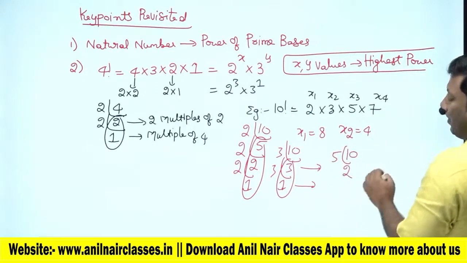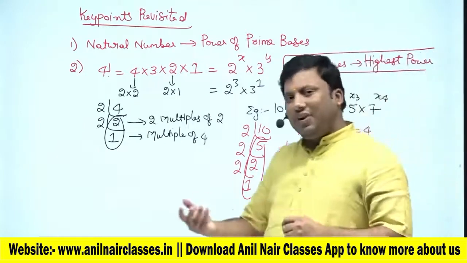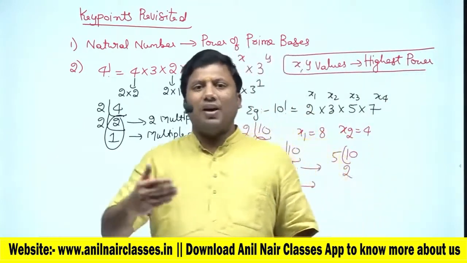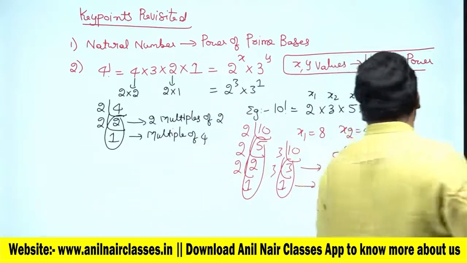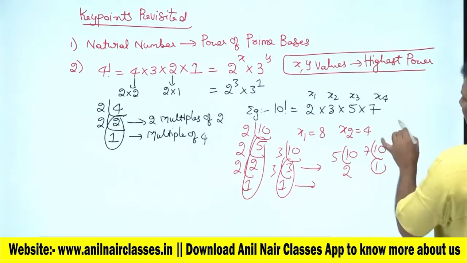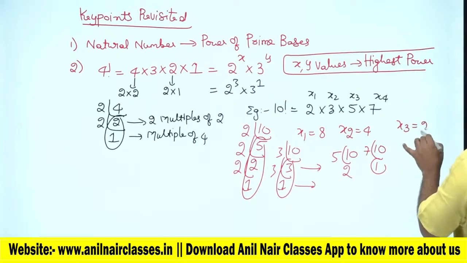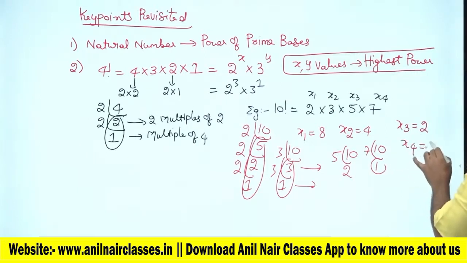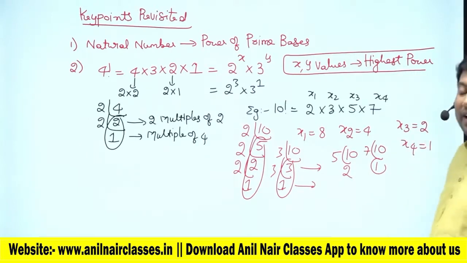5 2s are 10. There are 2 multiples of 5. 5 1s are 5. So x3 value, it is 2. And x4 value, it is 1. I hope the idea is clear.